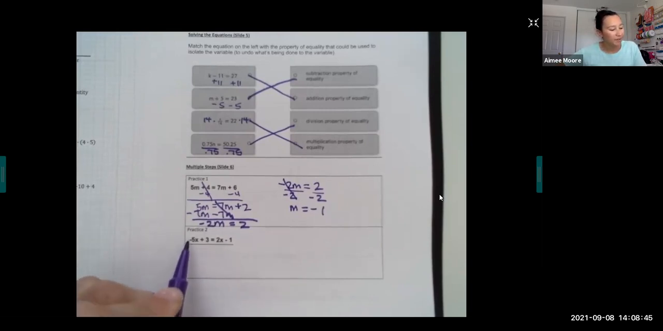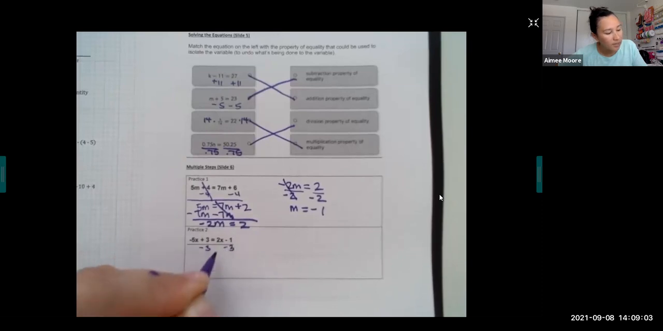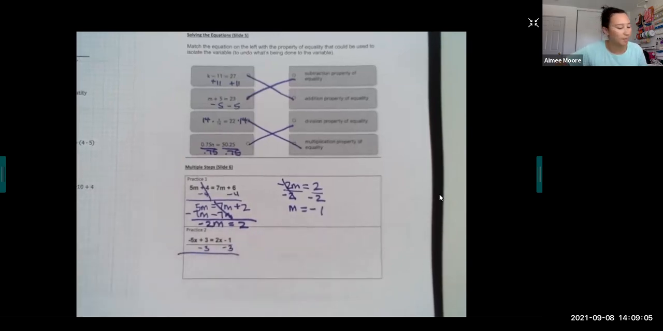Okay, then we have negative 5x plus 3 equals 2x minus 1. So what should I do first? Yes, I can subtract 3 from both sides. Doesn't matter the order, you just start moving something. Then we have negative 5x equals 2x, negative 1 and negative 3 is negative 4.